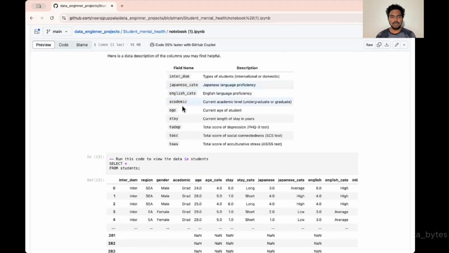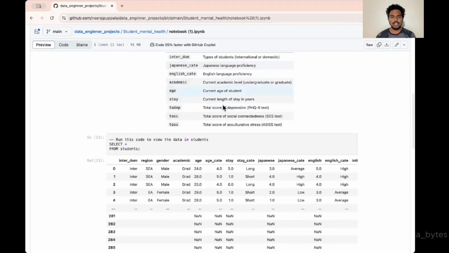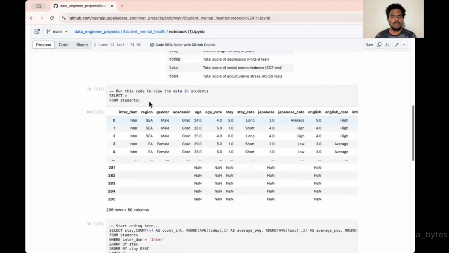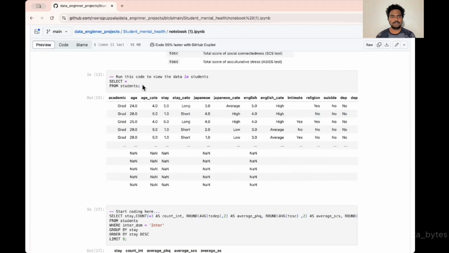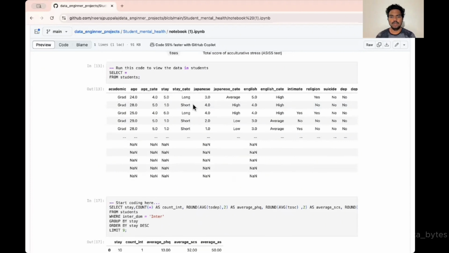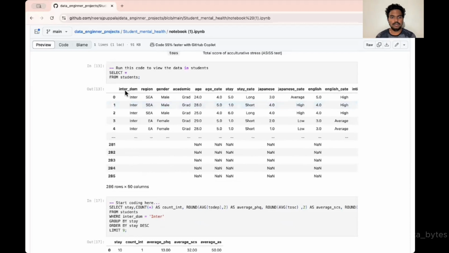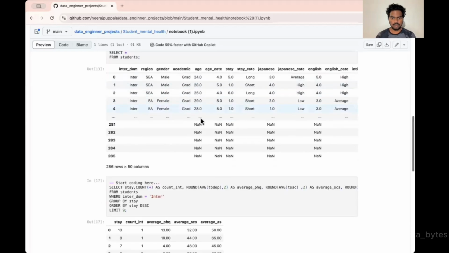So these are the field names of the table. You can see the type of students, their language proficiencies, the academic standards, their age, and this is the length of stay in years. And these are the scores of depression, social connectedness, and the acculturative stress. Let's look at the query. Here I have written a simple query which selects all the field names from the students table. So here you can see the students who are international or domestic, the region, the gender, the academic standard, etc. So now let's look at the next query.